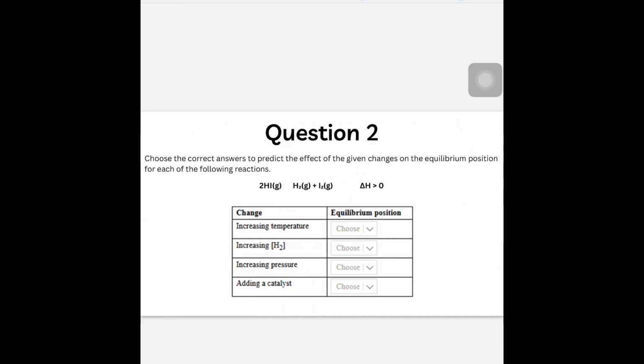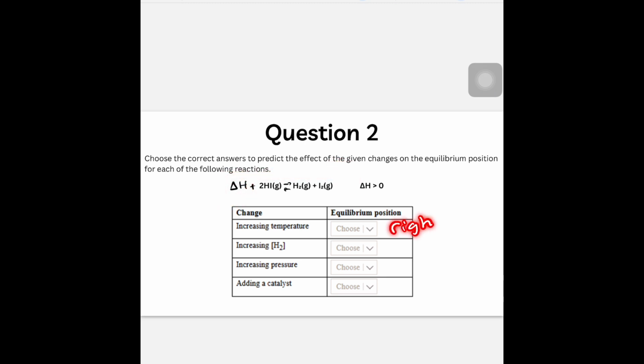In this other reaction, this is also a reversible reaction, and it's now an endothermic reaction. So delta H is going to be on this side, and I'm going to include it as a reactant. So the first one was increasing the temperature. When you increase the delta H on this side, it's going to shift to the right. The system is going to shift to the right to counteract this change.